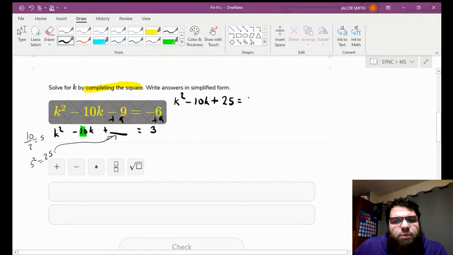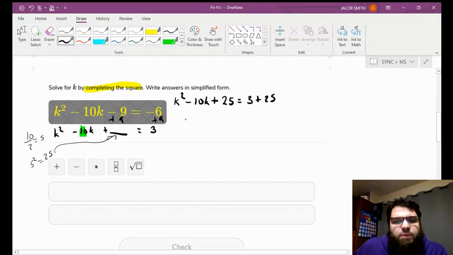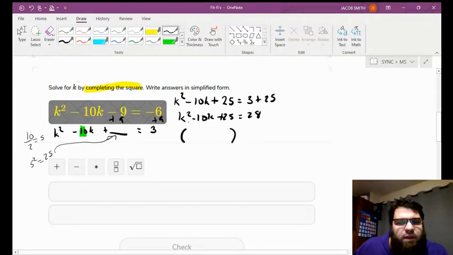Now, if we add 25 to one side, we have to add it to the other side. So now we have k squared minus 10k plus 25 equals 3 plus 25, and we can rewrite that as 28. We can combine those like terms. Now we have a perfect square trinomial because we can rewrite this by taking the square root of the first term, so k squared is k. We can take the sign here, that negative sign, and then we can take the square root of the third term, which is 5.